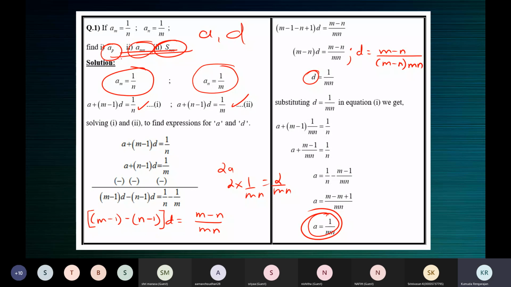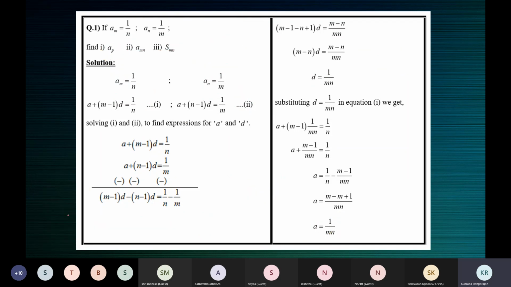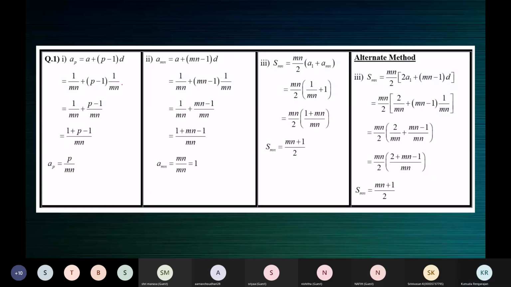To answer subdivisions 1, 2, and 3, we need the expressions for A and D. So we solve these two equations and get the values of A and D. And then we answer them one by one. So this is the formula. And in this formula, substitute what you've got for A and D, and hence find the AP or the pth term.